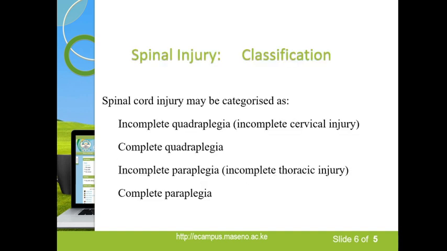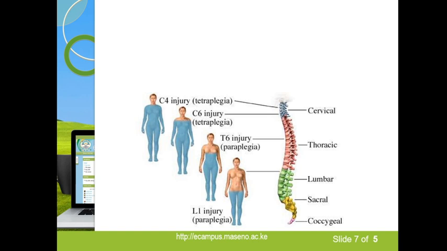Now spinal cord injury is classified into four. We have the incomplete quadriplegia, complete quadriplegia, incomplete paraplegia, complete paraplegia. Now this image here shows the areas affected depending on the level of spinal cord injury. If the injury is at the cervical 4, that is C4, then the person may be tetraplegic or quadriplegic.